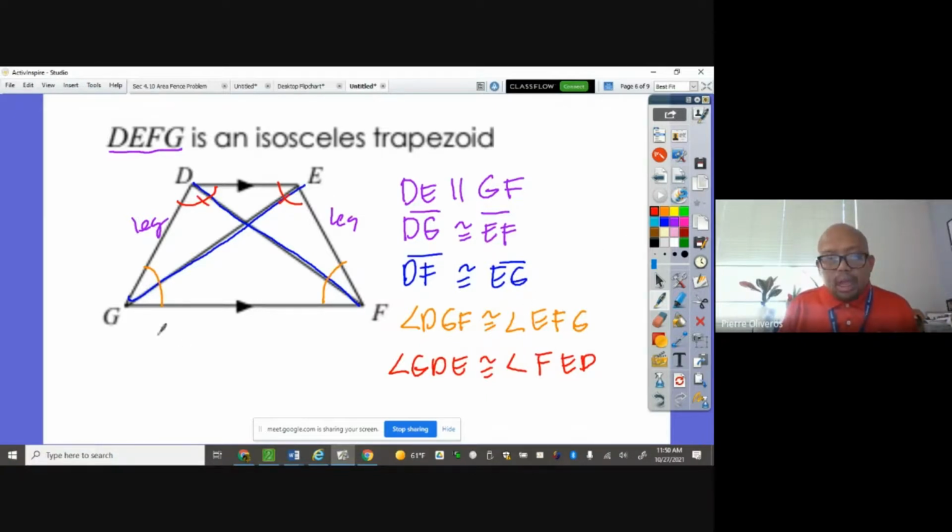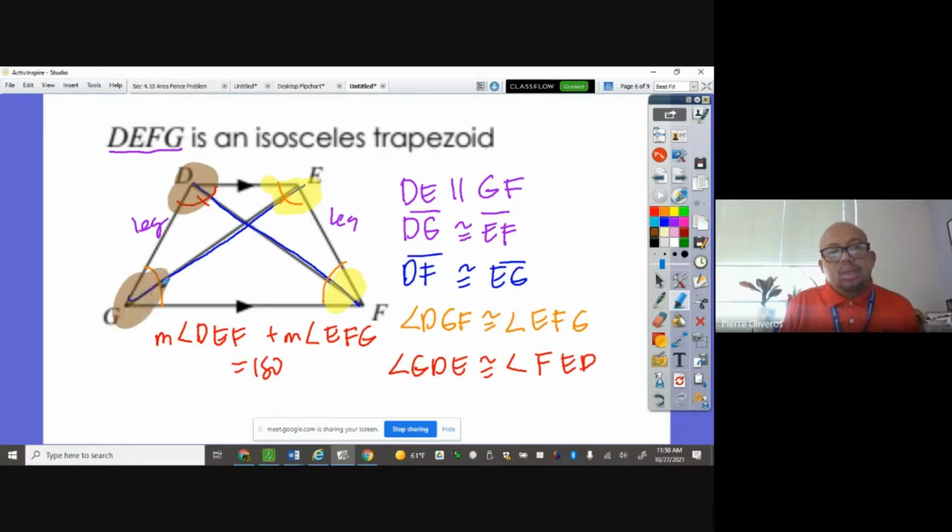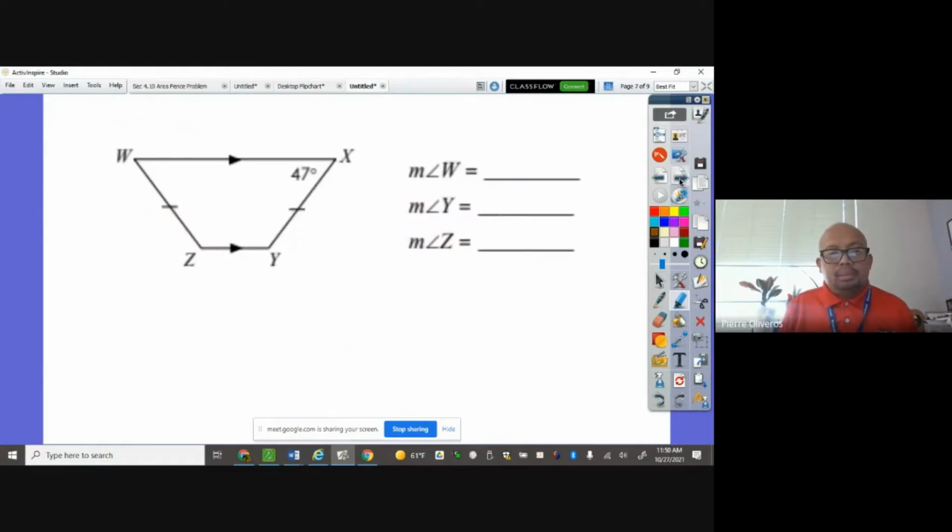And we know that the measurement of angle DEF plus the measurement of angle EFG are going to be equal to 180. They have to be supplementary. This angle here, E, and angle EFG have to be equal to 180. Likewise with angle D and angle G there, they have to be equal to 180. So let's go ahead now and try this problem here.